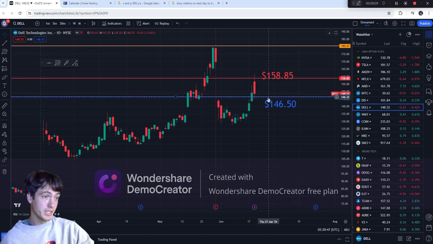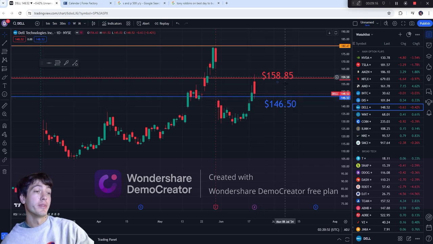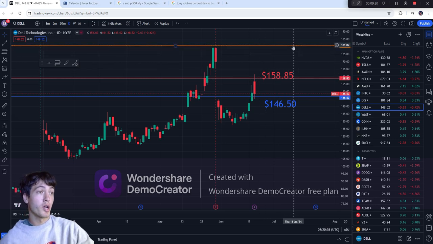So once again, watch the support at 146.50. If we break this support, we're going to see some more downside. And then I have resistance at 158.85. If we break this, then we'll see some upside, and we'll probably see Dell to 180. So that's what I'm looking for at Dell.